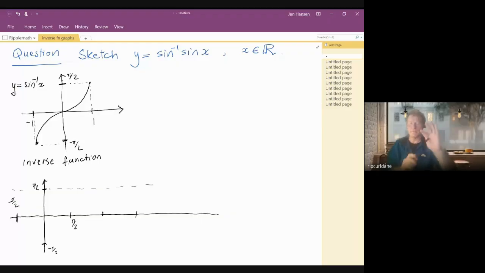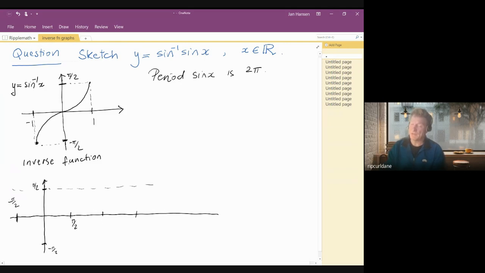Hi guys, I'm going to look at sketching this inverse trig function. It's sine inverse sine x for all x. It's defined on all real x, of course, because sine x is defined on all real x. The first couple of things to notice is that you know that the period of sine is 2 pi. So we only have to do a 2 pi stretch of it and it'll just repeat from there.